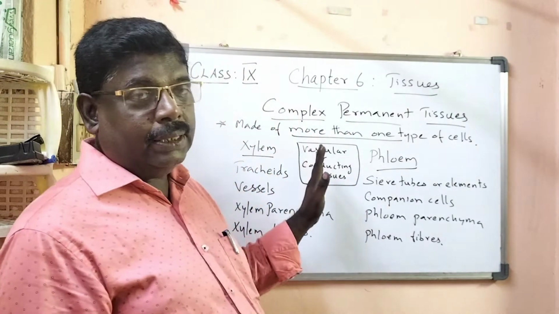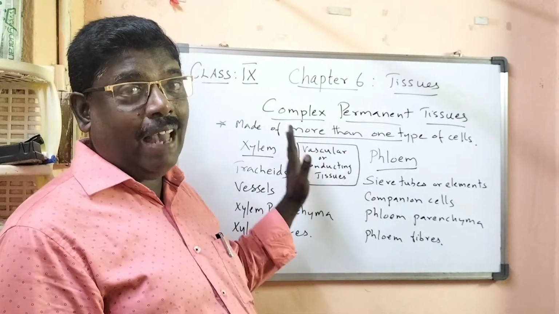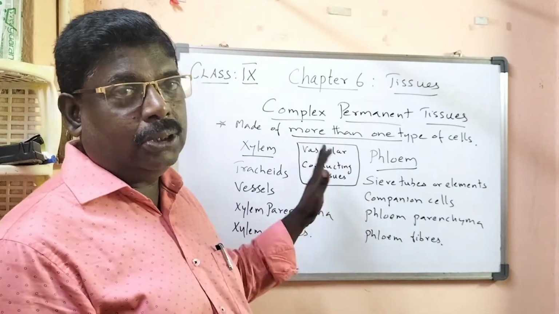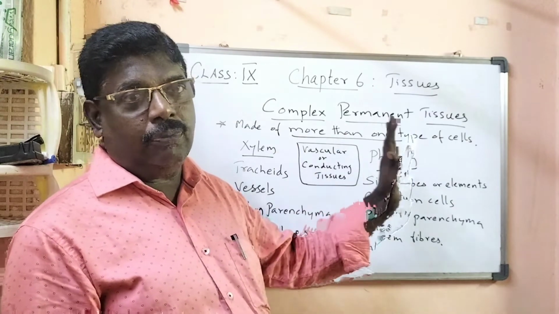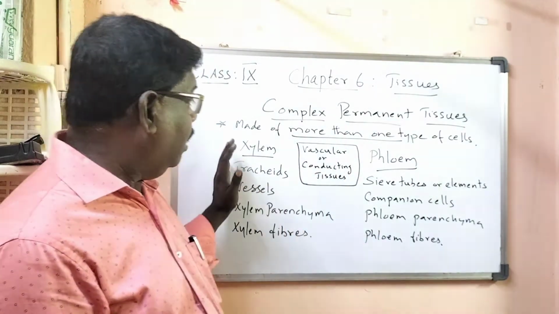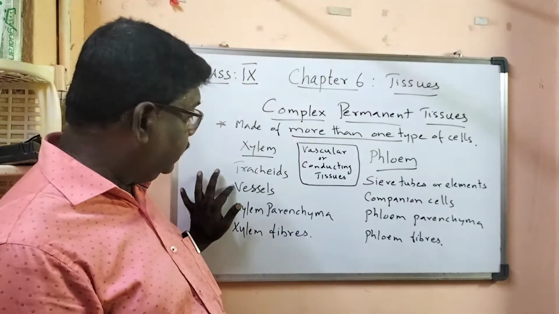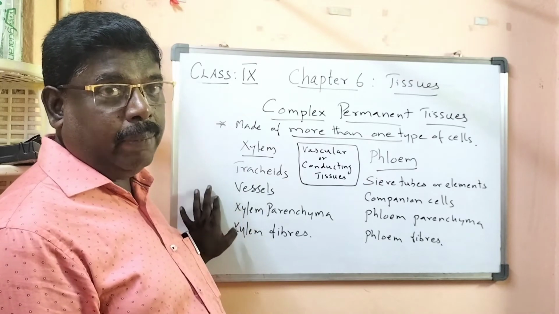Okay. In this, we are going to study about xylem and phloem. Xylem and phloem are also called vascular tissues or conducting tissues. We all know that xylem conducts water, phloem conducts food materials, right? Under xylem, there are four members: tracheids, vessels, xylem parenchyma, xylem fibers. That is why it's called a complex tissue.